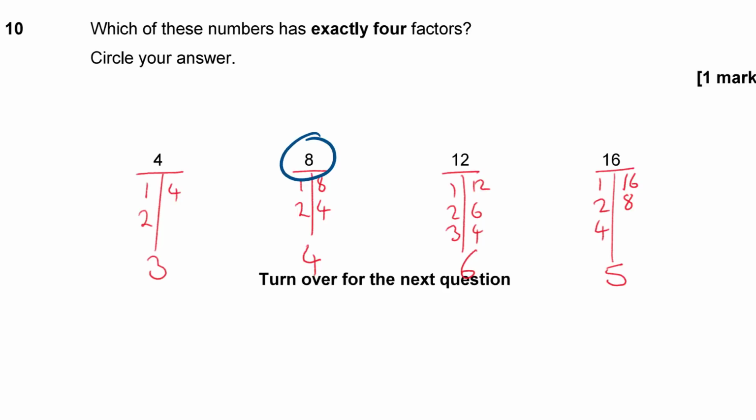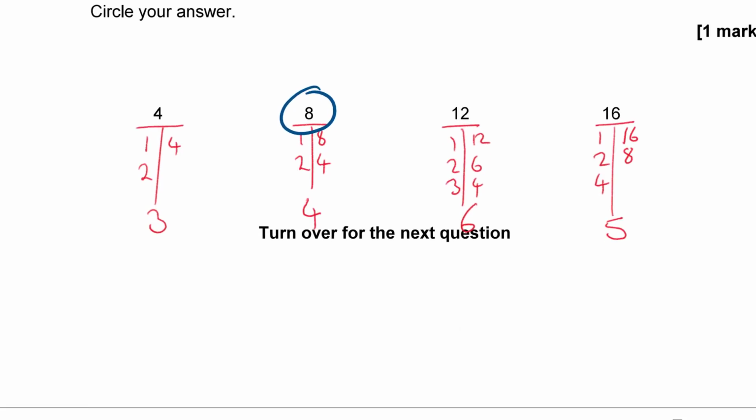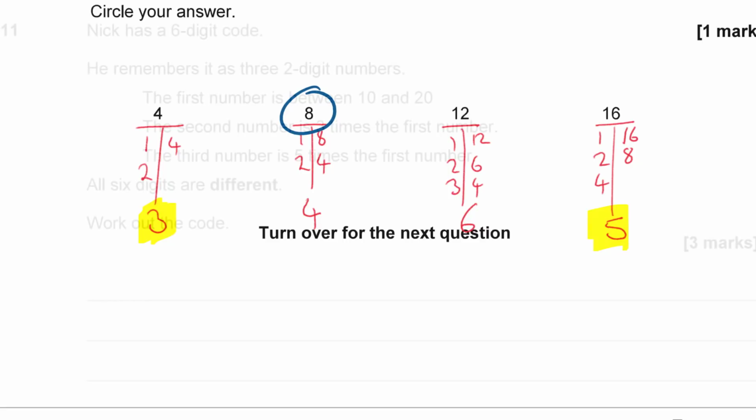Okay, so factors normally come in factor pairs unless it is a square number, in which case you'll have an odd number of factors like we've got here and here. So it's actually a good way of testing whether or not a number is a square number. Just count the number of factors.